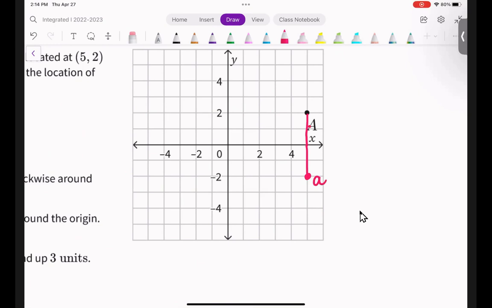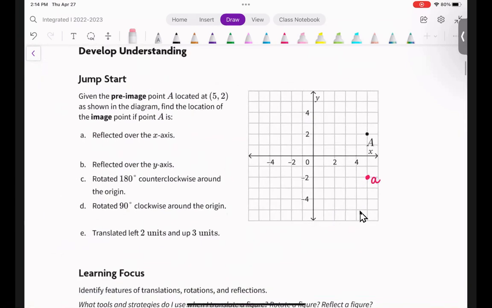And I'm going to erase my little helper tool here, my line right there. Okay, so that's A. And you know that it's reflected across the x-axis because it's the same distance away from the x-axis. Okay, then B says reflected over the y-axis. So you're going to do the same thing. So it should be right here. And let me change colors. B goes here. Okay. And then it says 180 clockwise around the origin, counterclockwise.